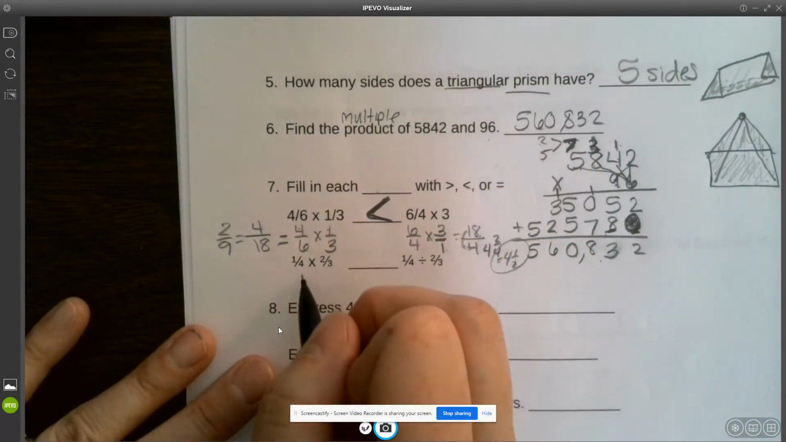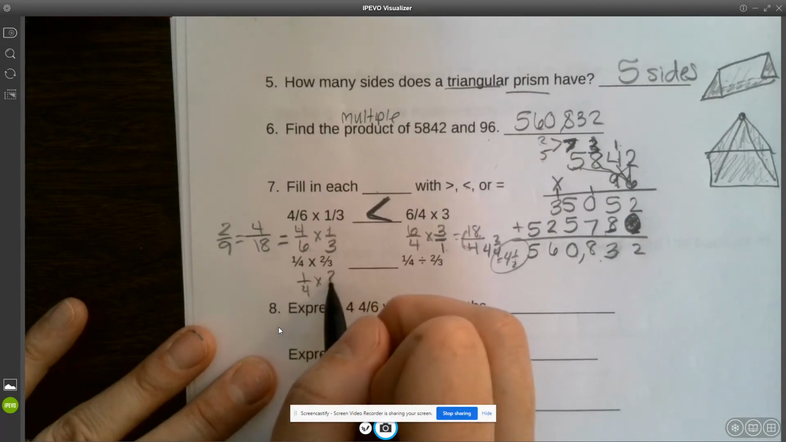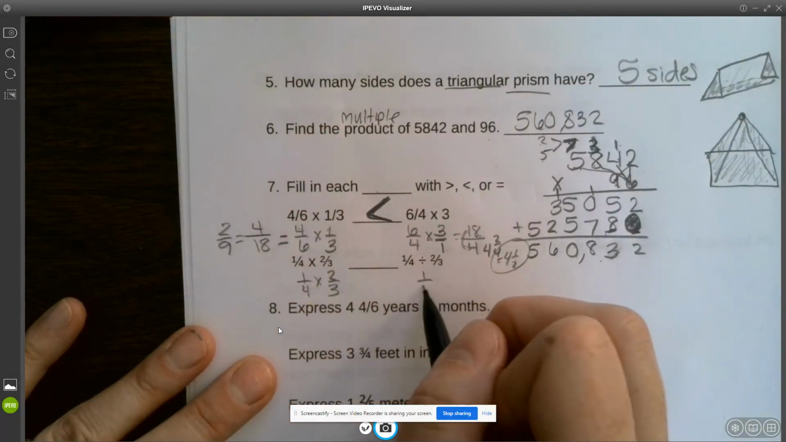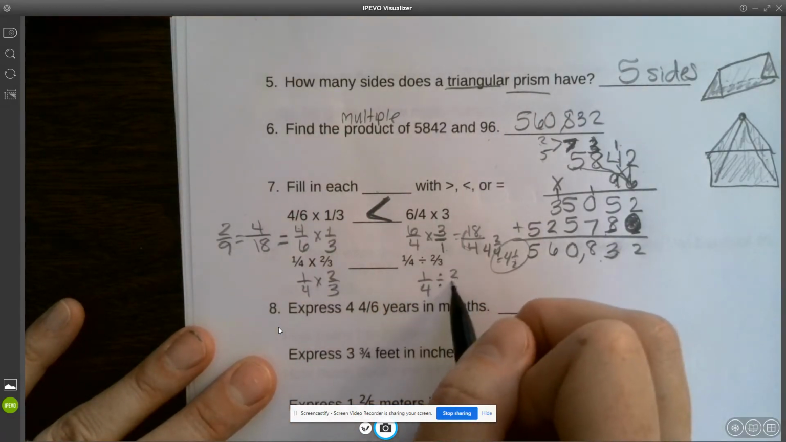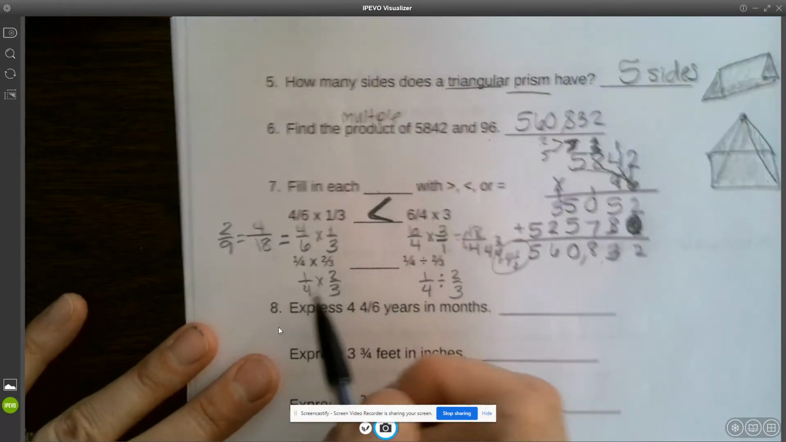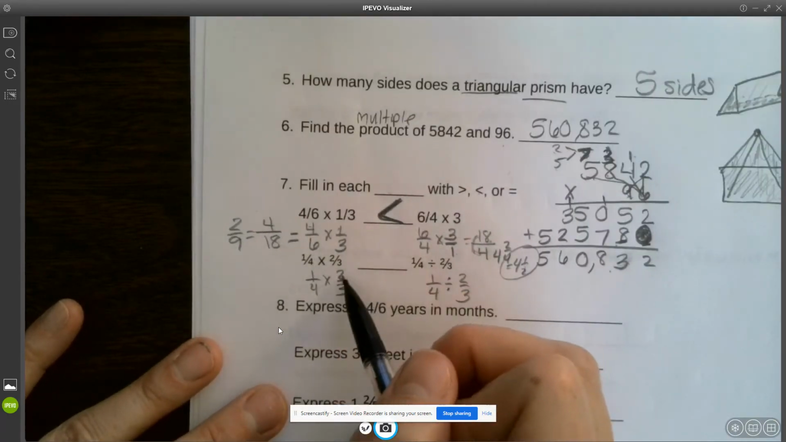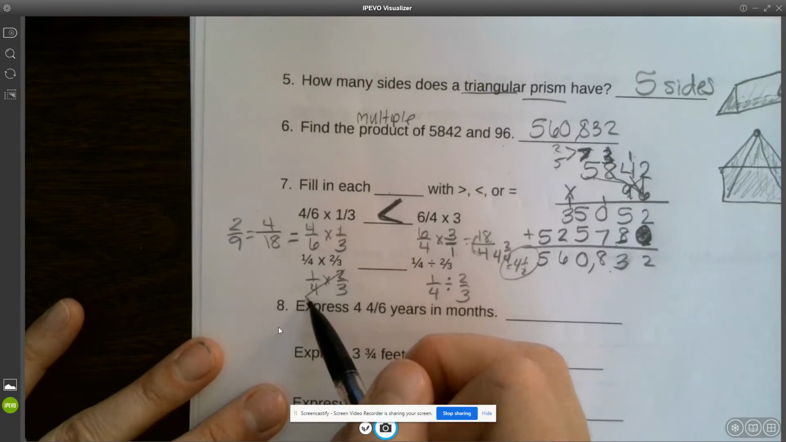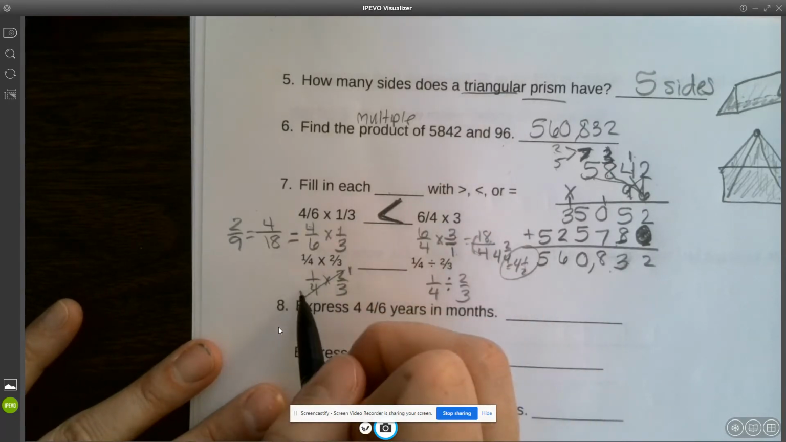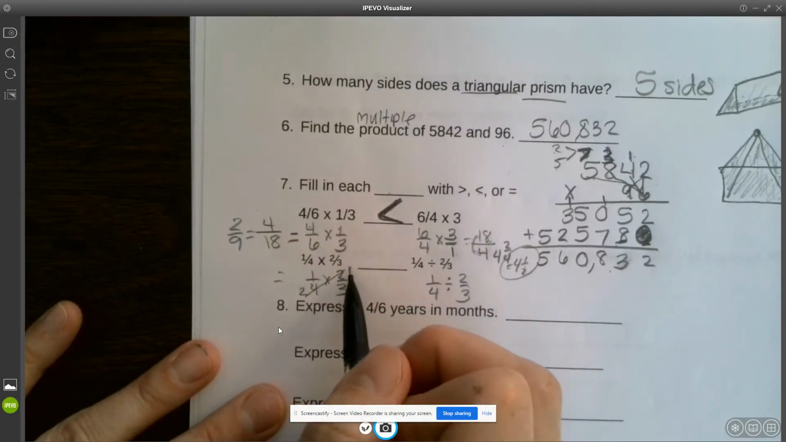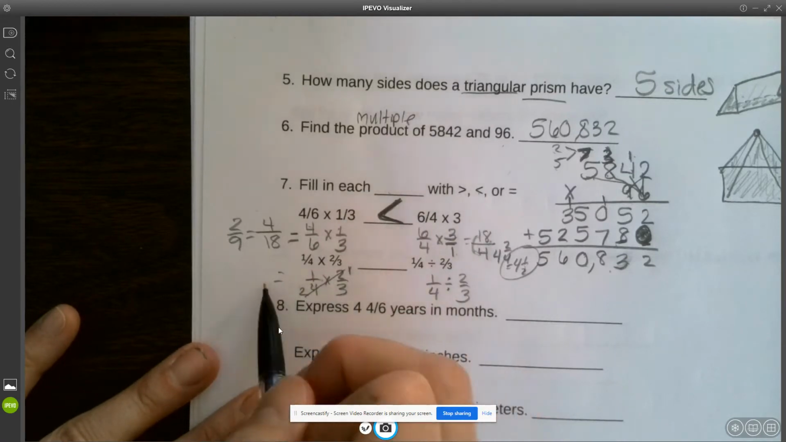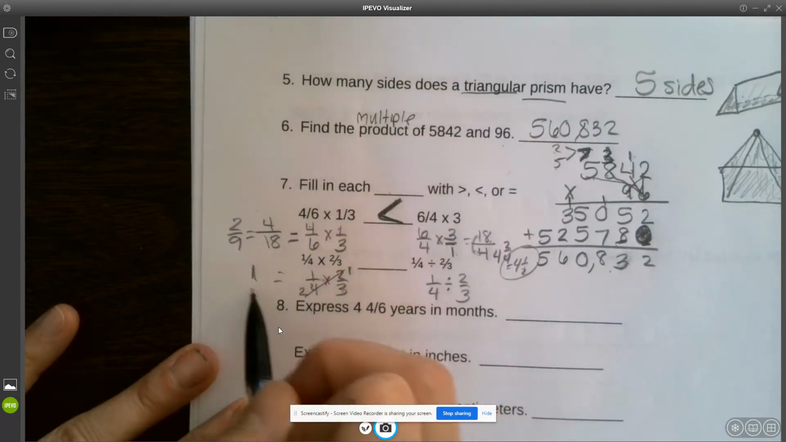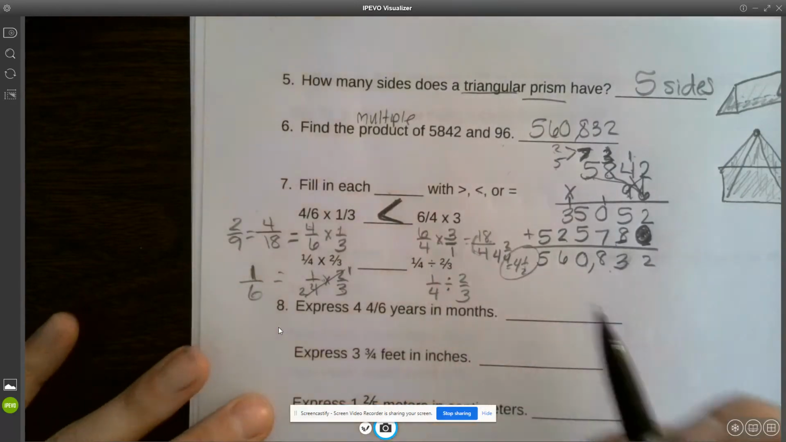The next one, I have 1/4 times 2/3, and then I have 1/4 divided by 2/3. Let's first do this side. I see a trick where I can cross reduce. They both divide by 2, so I have 1 and 2. So this side equals, now I multiply, 1 times 1 is 1, 3 times 2 is 6. So this side equals 1/6.